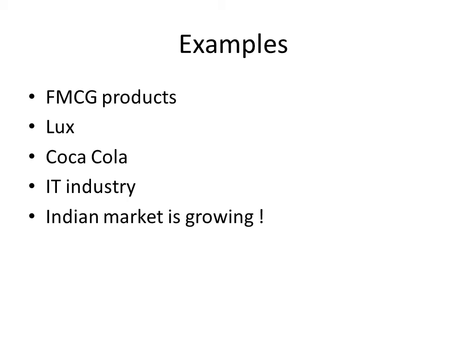However, you could say that in rural markets there is still growth, but when it comes to urban cities, urban places, definitely you can say the FMCG product category is in a maturity phase. And typically, therefore, the examples of brands would be Lux or a Cola.